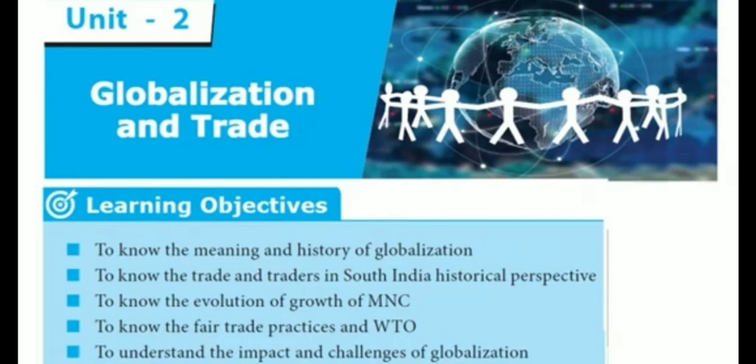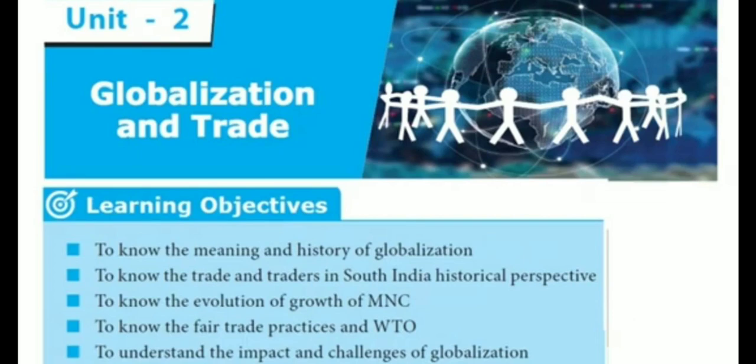In this lesson, we are going to learn about globalization, history of globalization, trade and traders in South India, historical perspective. And also early traders, European traders, the Portuguese, the Dutch, the British, Danish and the French. Are you clear? Okay. So first thing, what is globalization?